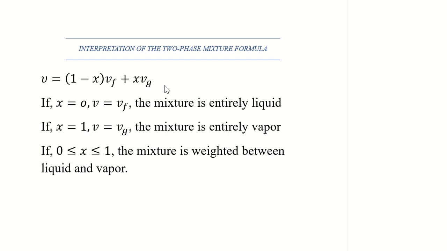So let's get to it straight. The formula is given by lowercase v is equal to 1 minus the quality concept multiplied by lowercase v subscript f plus quality concept multiplied by v subscript g. So what does this mean?